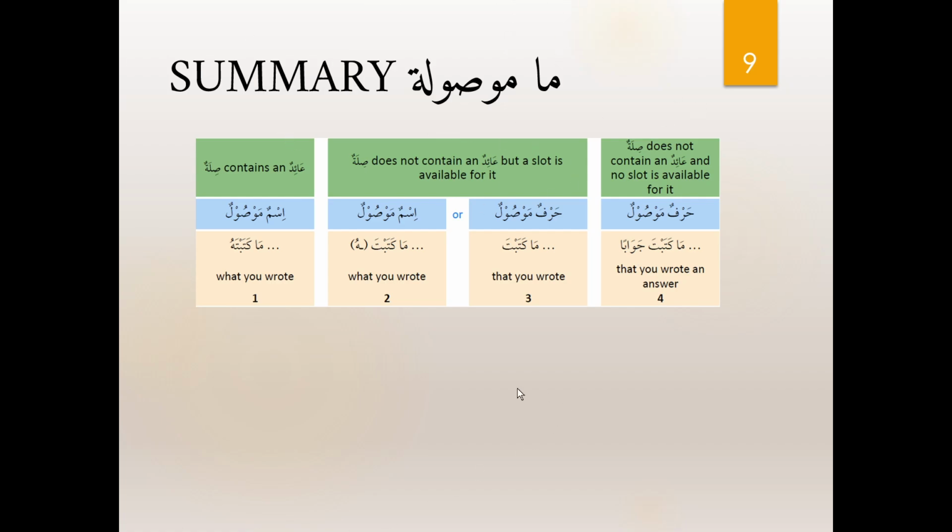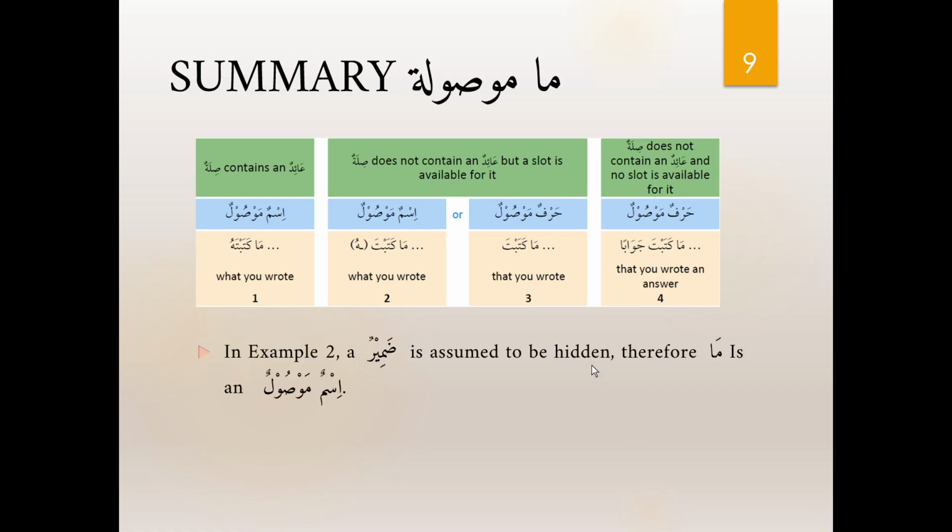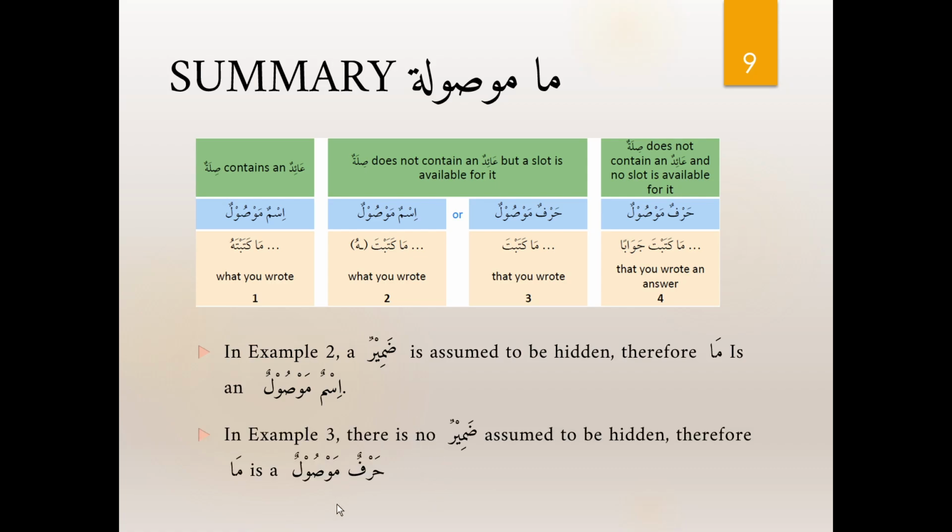So this is a table for you to look at, and this is a bit of what I've just said to you. A damirun is assumed to be hidden, therefore ma is an ismun mawsulun. And here although no damirun is assumed to be hidden, therefore ma is harfun mawsulun. So this is where you don't have either case. There's no ha, and there is an actual thing that we're talking about, and here the "who" is hidden or it is there. So that's how it goes. Let's do an exercise.